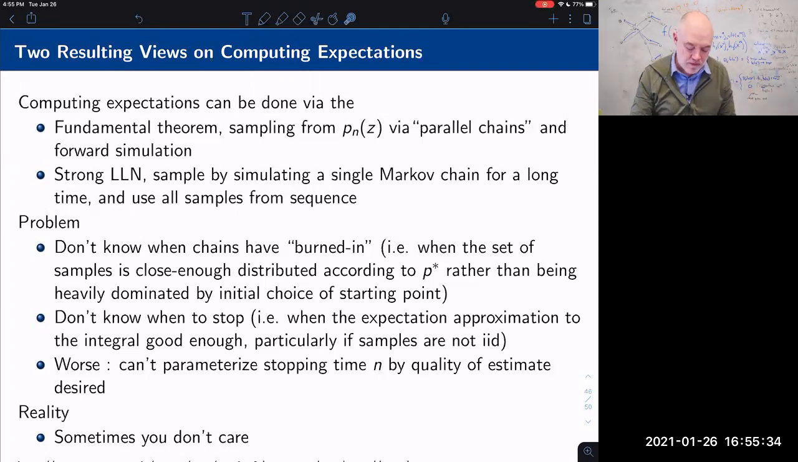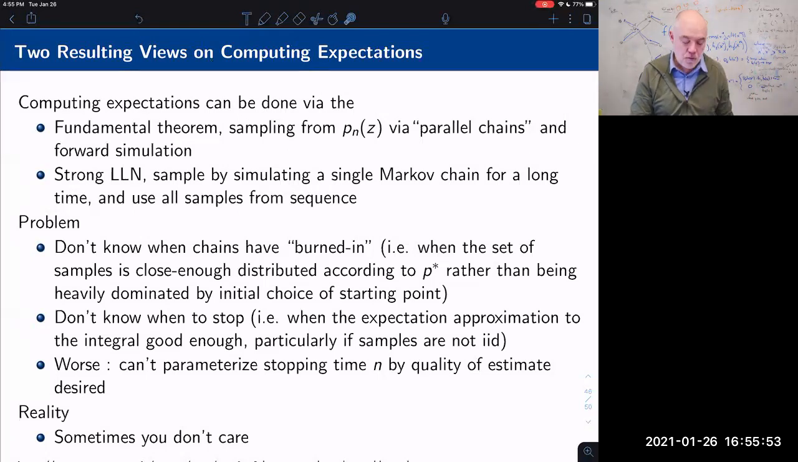So we've got lots of problems. We don't know when the chains have burned in. In other words, when the set of samples is close enough to distributed according to P star rather than being heavily dominated by the initial choice of starting point. We don't know when to stop, when the approximation of the integral is good enough, particularly if samples are not IID, which they won't be because they're correlated because of the Markov chain.